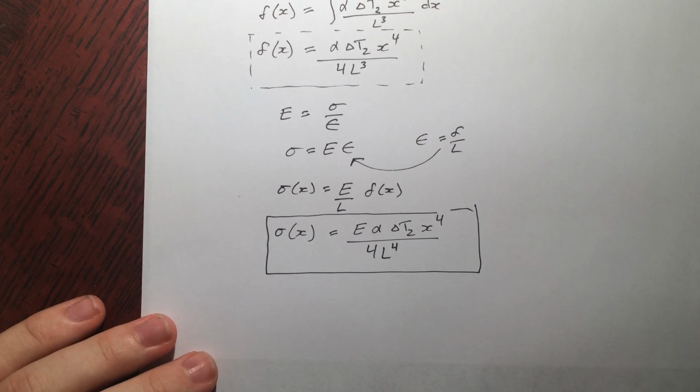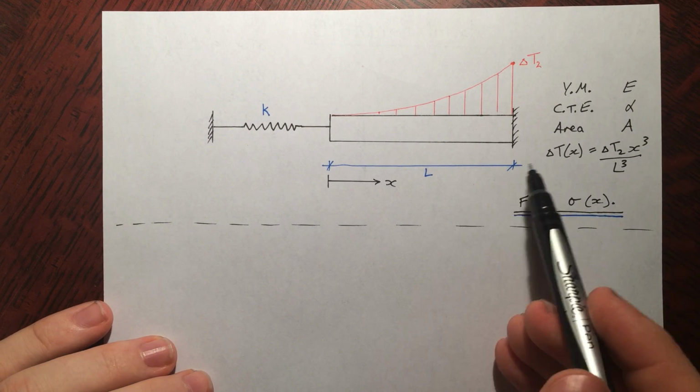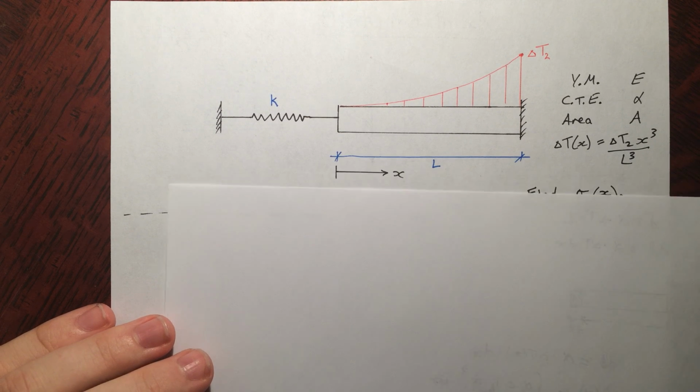Okay, so let's move into the next example that I showed you in the very beginning, where this problem takes another big step up and we introduce a spring into here. So now how are we going to find sigma as a function of x? All right, it gets a whole lot more challenging.